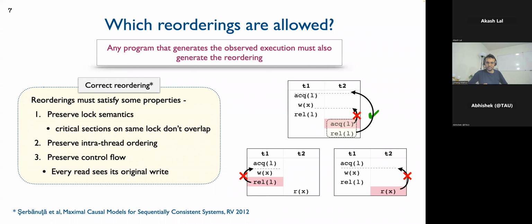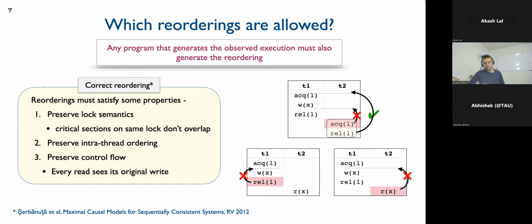Yeah. Hi, Umang. This is Abhishek. I have a question on the third point where you say preserve control flow. Since you don't have access to the program, how do you know that you are not reordering with respect to the original write? So every read sees its original write, right? And that is enough to ensure that control flow is preserved. Yeah. So how do you even know which is the original write for a read?